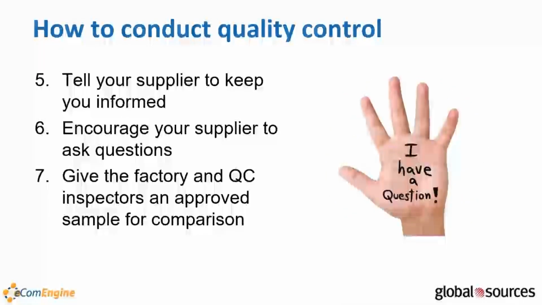Another thing to do is just clearly tell your supplier to keep you informed. Tell them clearly you want to know if there are any requirements that they can't meet. And they already know this, but explain to them that you need to manage your customers' quality expectations and that you want to hear about problems as soon as they are identified.